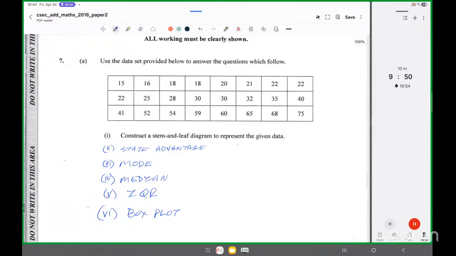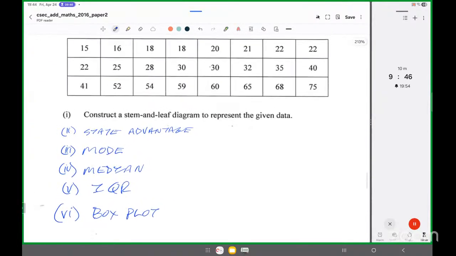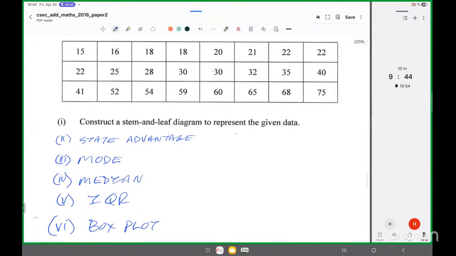So, the data, let me tell you what it is. I don't tell you what the data is for. Do that for me. State the advantage of the stem and leaf diagram. And then state the mode, find the median and interquartile range, and do the box plot.